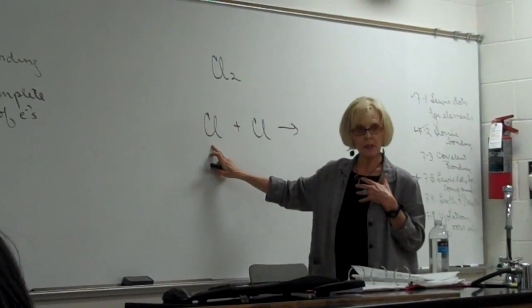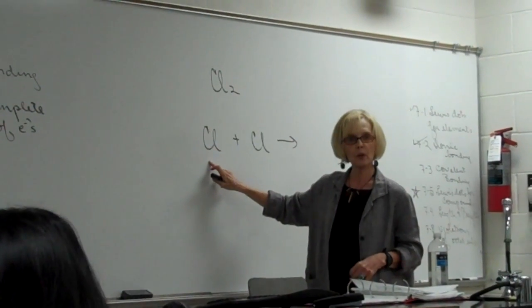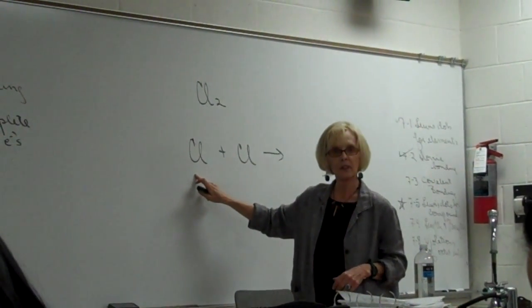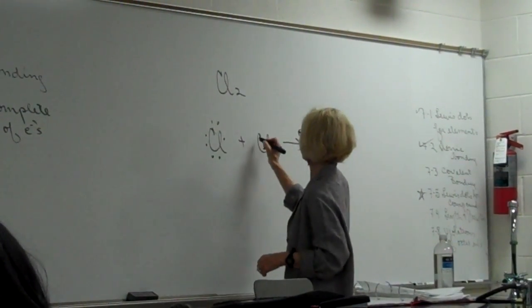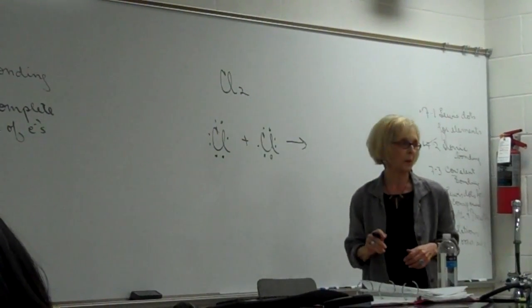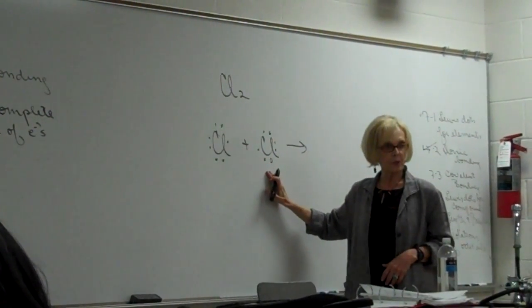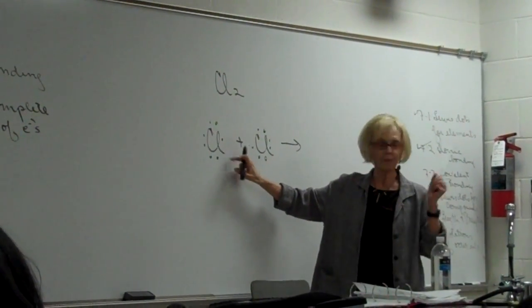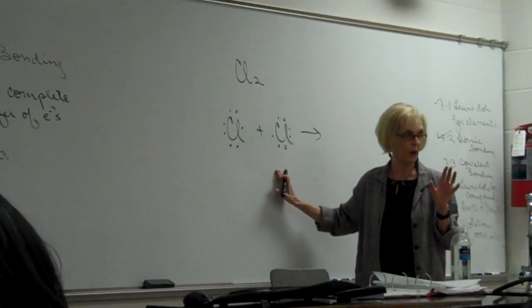Okay, let's look at this. How many valence electrons does a chlorine have? Eddie? 7. I'm going to draw it this way. Okay, I've got 7 around this guy, and I've got 7 around this guy. This guy wants to gain 1. This guy wants to gain 1. It is not a good setup for ionic at all.